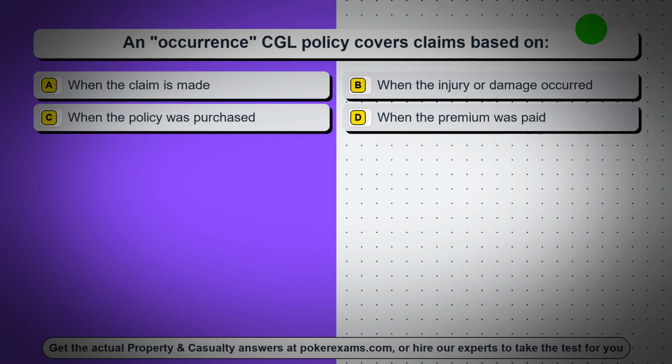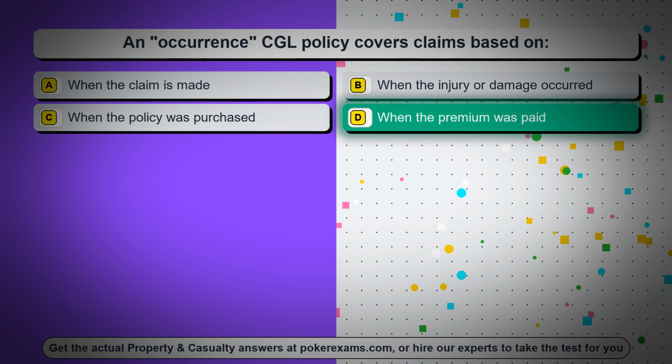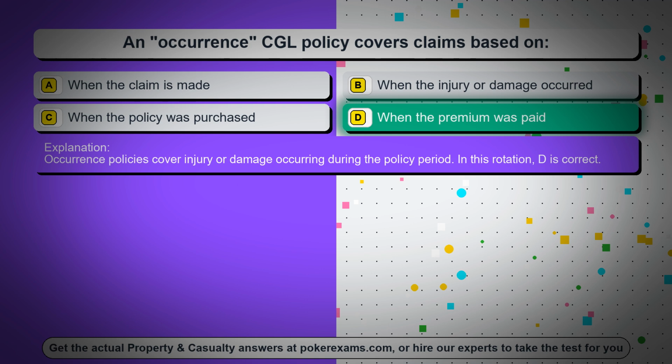Question 55. An occurrence CGL policy covers claims based on, option A, when the claim is made, option B, when the injury or damage occurred, option C, when the policy was purchased, option D, when the premium was paid. The correct answer is option D, when the premium was paid. Occurrence policies cover injury or damage occurring during the policy period. In this rotation, D is correct.